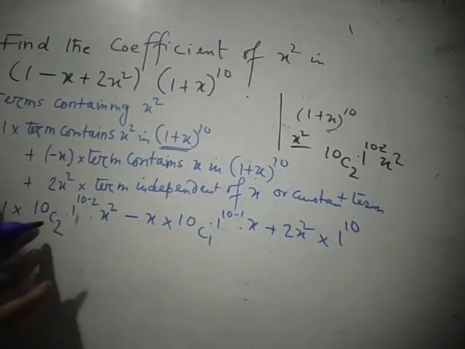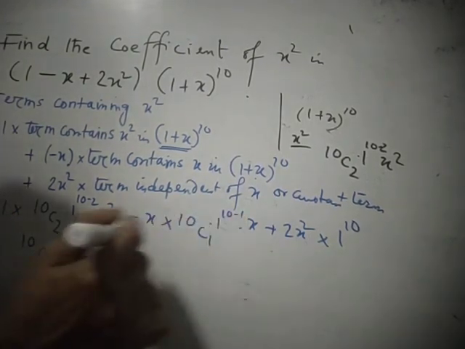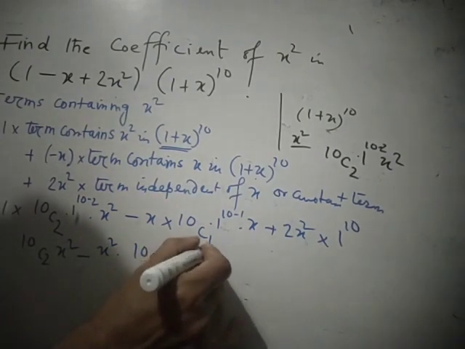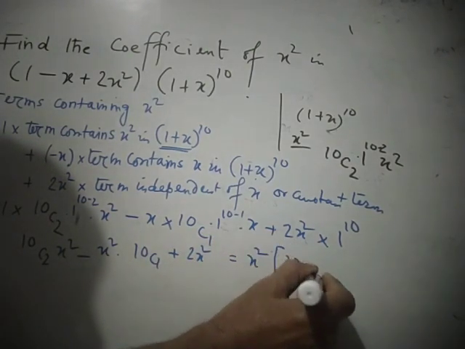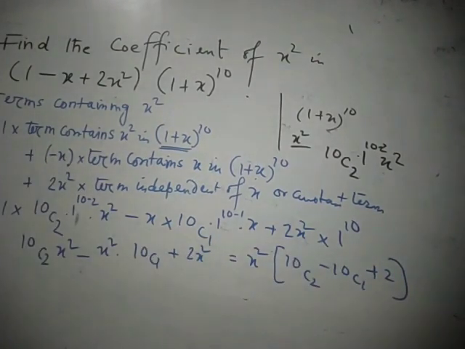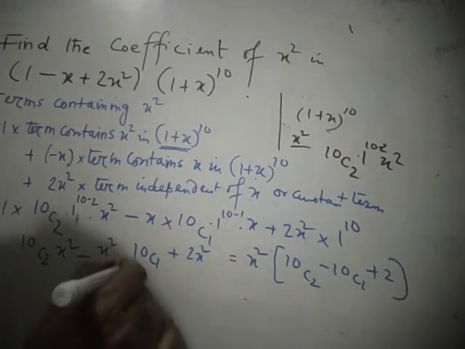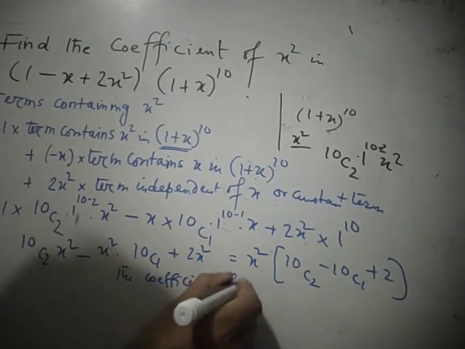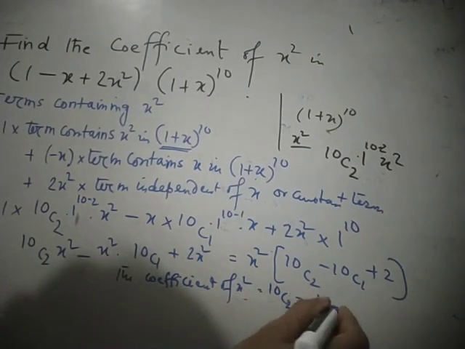Now if we simplify, it comes to 10c2 x square minus x square into 10c1 plus 2x square into 1. Now if we take x square common, it's 10c2 minus 10c1 plus 2. Therefore the coefficient of x square is 10c2 minus 10c1 plus 2.